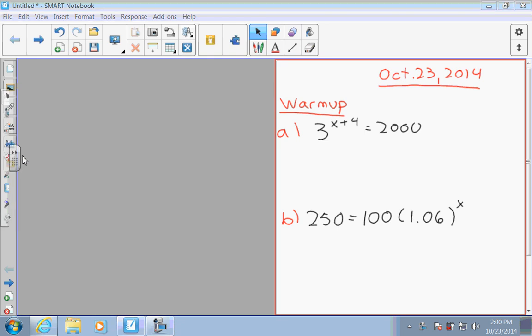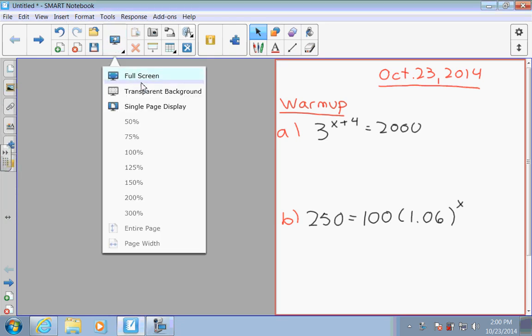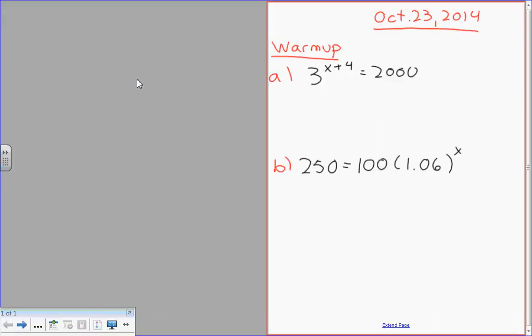Curtis, go ahead, please. First step. So you do log 2000 divided by log 3. Good. Yeah, I'm going to do it in 2 steps. You're exactly right. Remember, you use logs when you want to bring the exponent down.